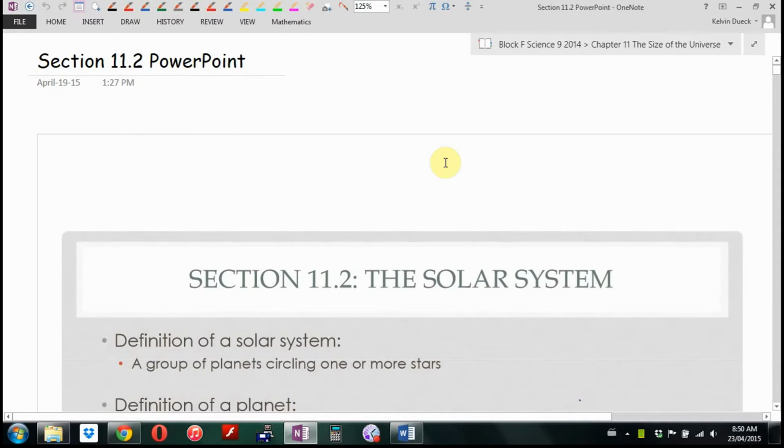So the solar system, where we live. You may recall we started out looking at the universe, the Big Bang Theory, then galaxies, now the solar system. So we're slowly zooming our way in. The next chapter we'll be looking at the Earth.